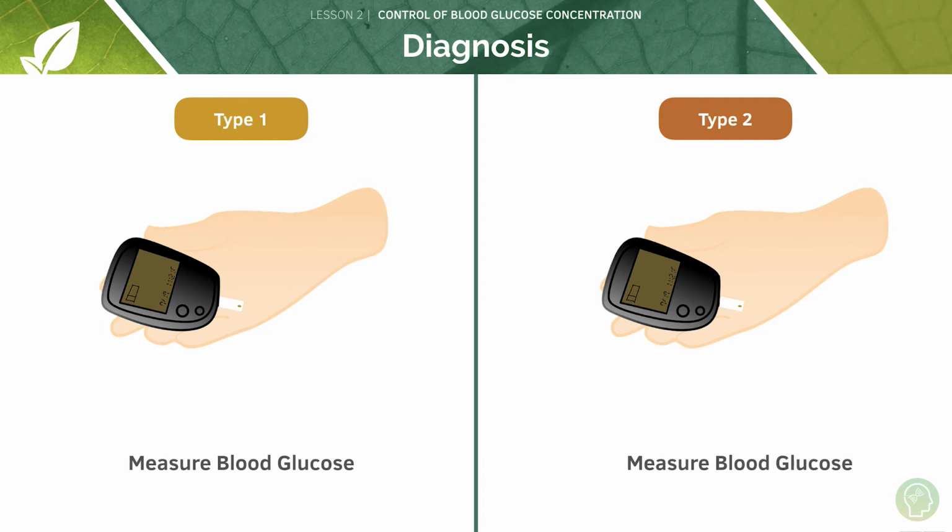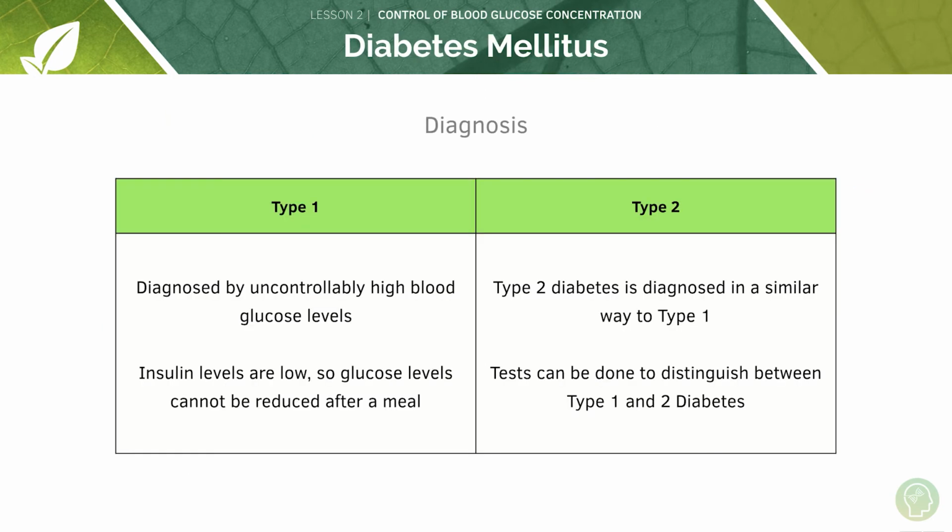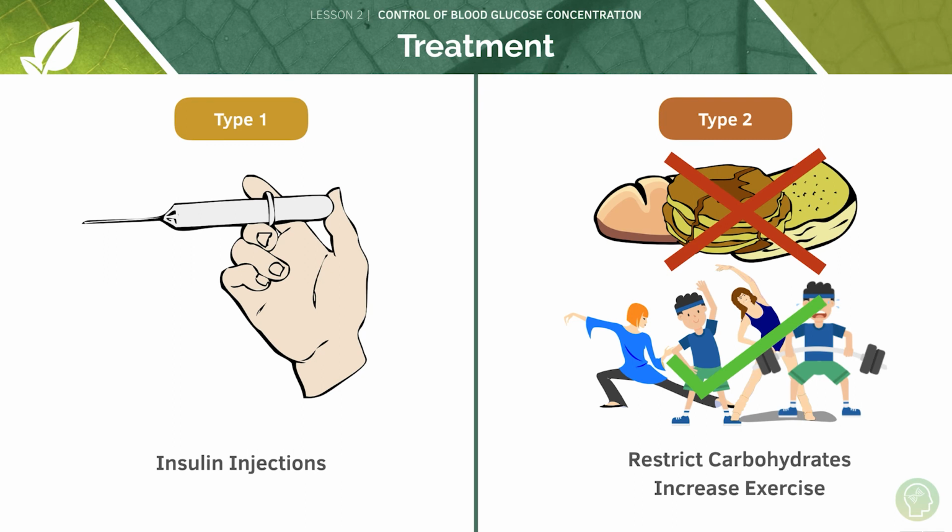Now, type 1 versus type 2 in terms of diagnosis. Type 1 is diagnosed by uncontrollably high blood glucose levels. Insulin levels are low, so glucose levels cannot be reduced after a meal. Type 2 is diagnosed in a similar way, but we can use tests to distinguish between type 1 and type 2 diabetes, to differentiate between the two. And remember, they also present at different ages. So the very young will present with type 1, whereas older people tend to present with type 2.